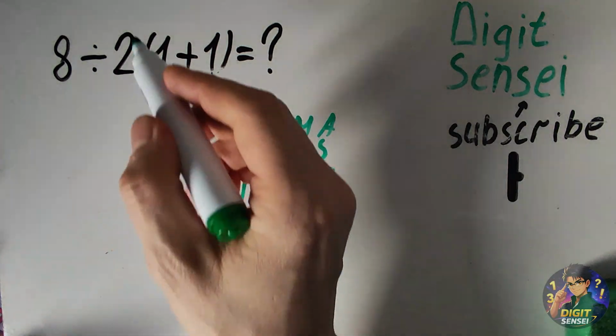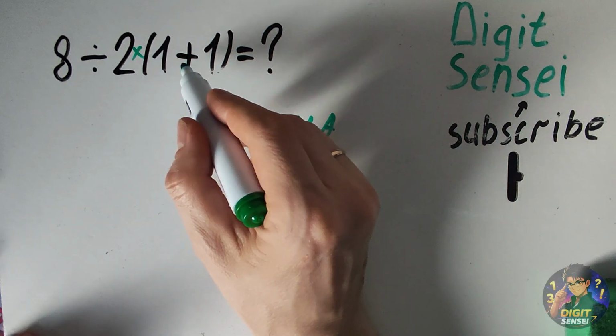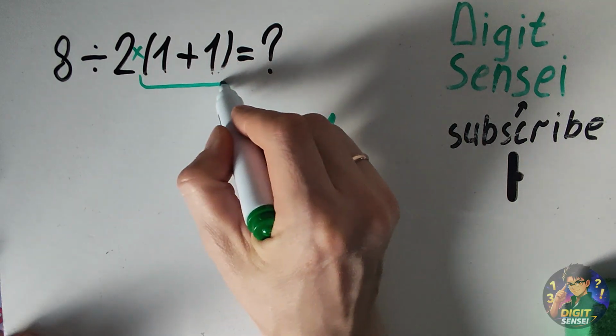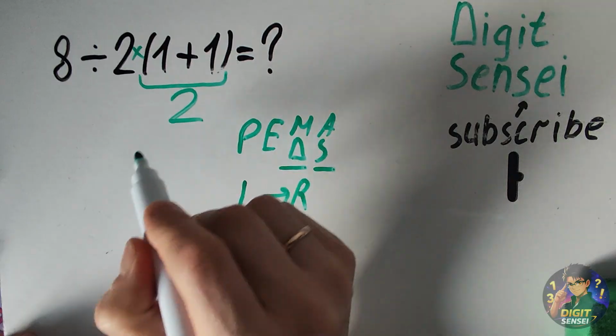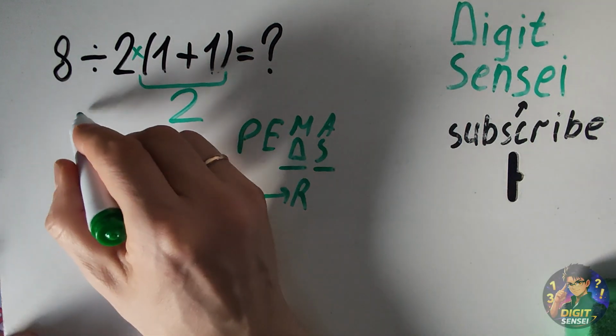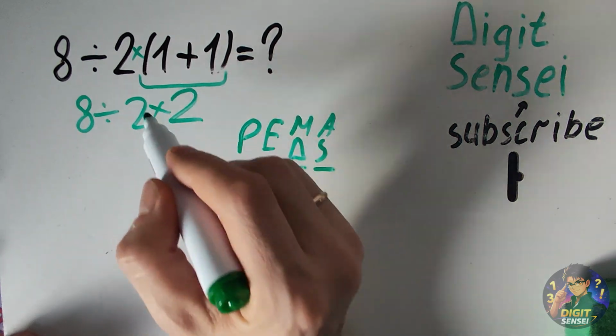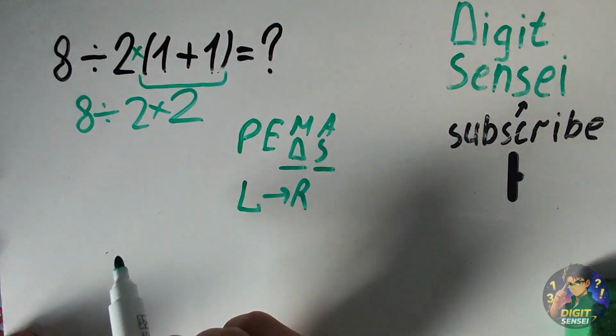So first we have to do this parentheses. Inside this parentheses, we have 1 plus 1, which equals 2. So 8 divided by 2, then times 2. Now we have one division and one multiplication.